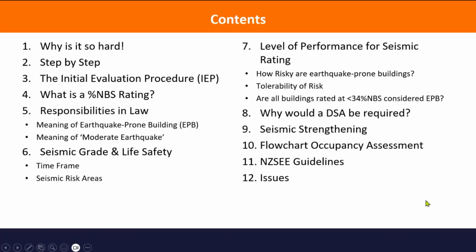Right, so the contents for the first half is, well, why is it so hard? We'll go through it step by step. We'll talk about the IEP. What the hell is a CENT NBS rating? We'll talk about responsibilities in the law, and this is really aimed at clients. Those clients are your customers. We'll talk about seismic grade and life safety. What does it mean? And how risky are your buildings?